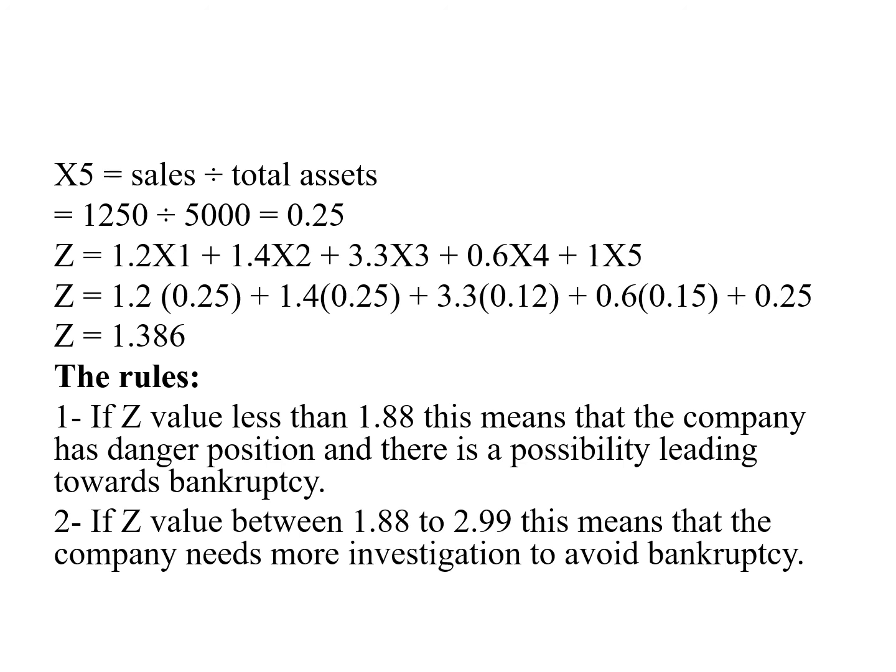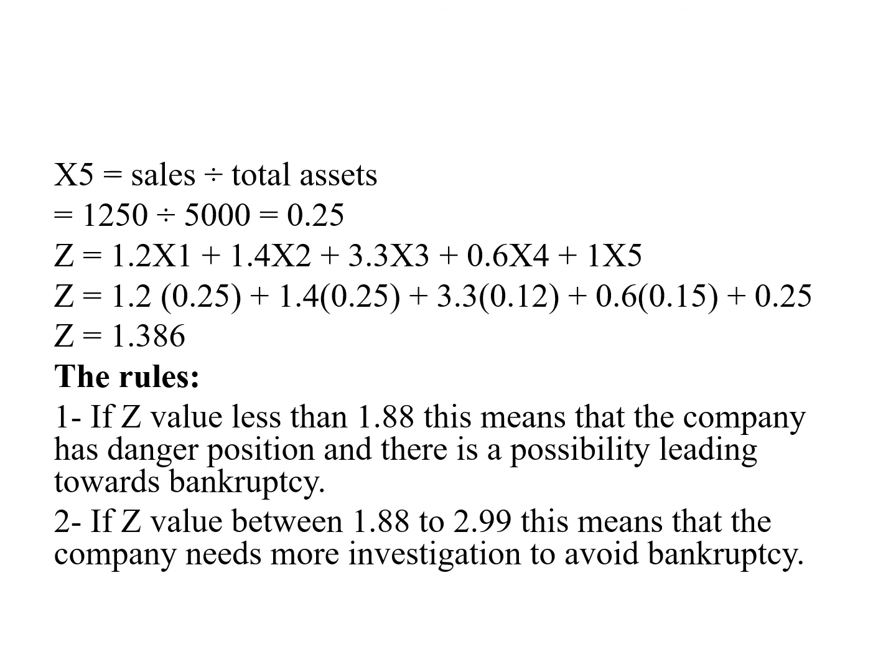So I need to put the z-score equation to substitute with these numbers that I have already calculated. So that equals 1.2x1 plus 1.4x2 plus 3.3x3 plus 0.6x4 plus x5. And from my solution, I can get the values of x1, x2, x3, x4, and x5. So I will put 1.2 times 0.25 plus 1.4 times 0.25 plus 3.3 between brackets 0.12 plus 0.6 between brackets 0.15 plus 0.25. So if you calculate it on your calculator, you can get z equal to 1.386.